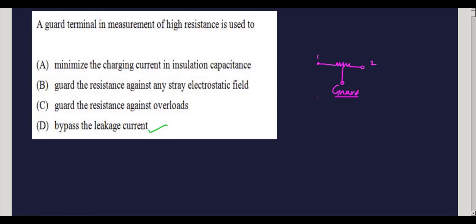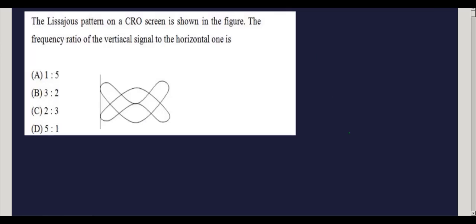So you have to clearly observe the medium resistance, high resistance and low resistance, and what the measurement types are. You have to check that. Okay, so write notes on that clearly, and you can get an idea. Okay, let's see the next question.